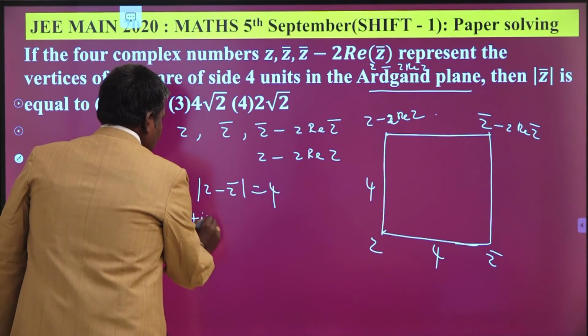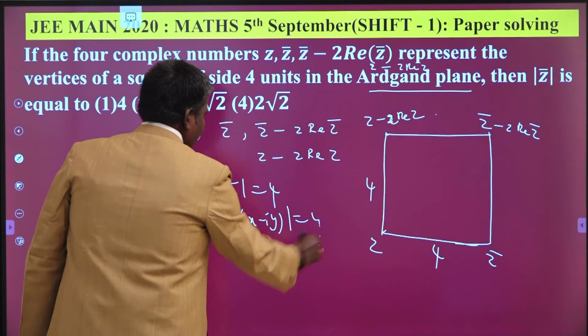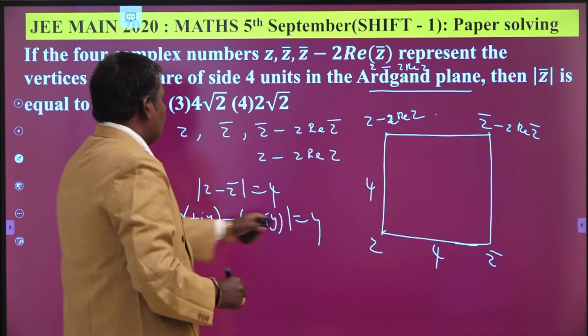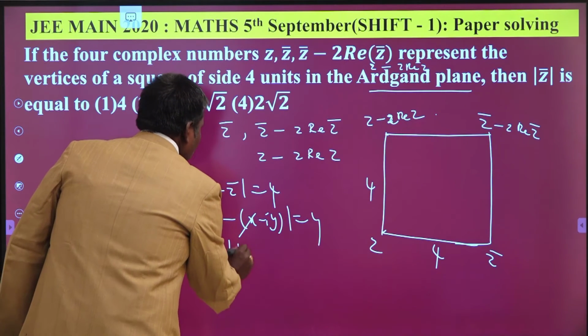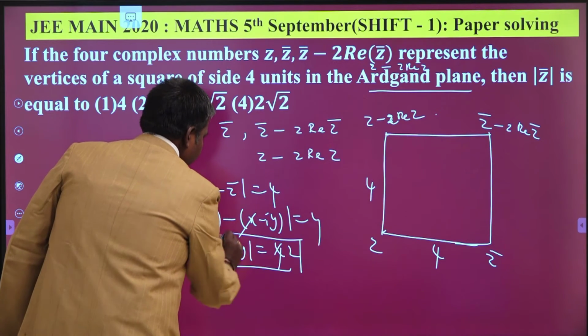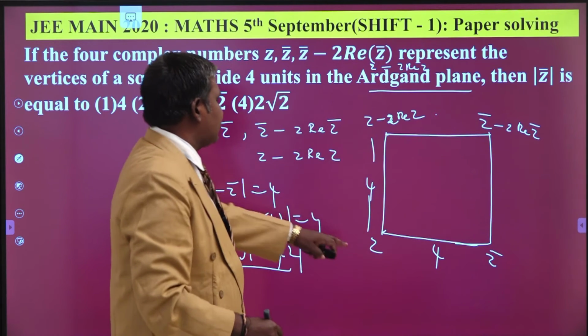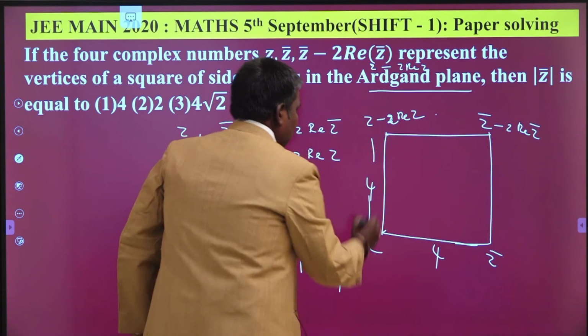This is (x + iy) minus (x − iy), that is equal to 4. The x gets cancelled. 2i·y, that is 2|y| is equal to 4, so |y| is equal to 2. In the same manner, the distance from here to here is also 4 units. So what is the distance?